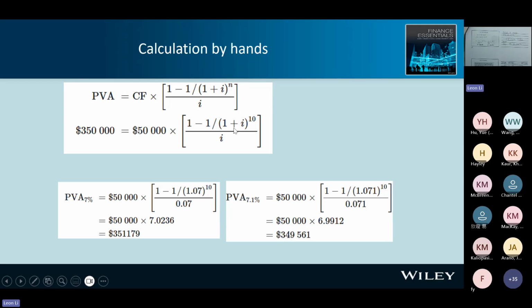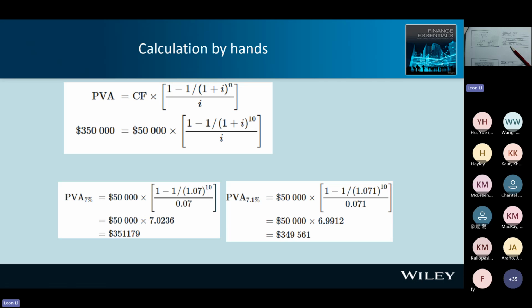Okay, we can try an interest rate of 7% first. When we try 7%, the present value is around 351,000. Over 350, right, our PV should be 350,000. Then we try a higher rate, 7.1%, and we have a present value of around 349,000.